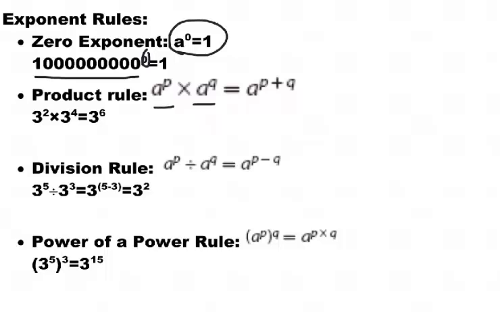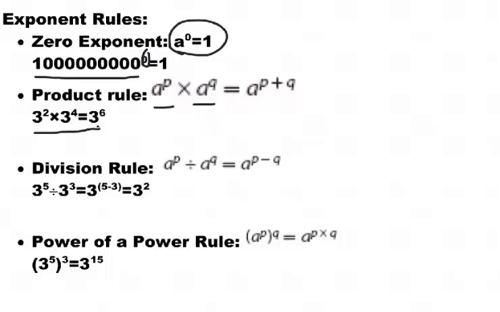That's the first rule. The second rule says that if the bases are the same and you multiply two powers, you just add the exponents. So a exponent p times a exponent q is equal to a exponent p plus q, because the bases are the same. So 3 exponent 2 times 3 exponent 4 is, you write one of the bases, which is 3, and then you add exponents. 2 plus 4 gives you 6.